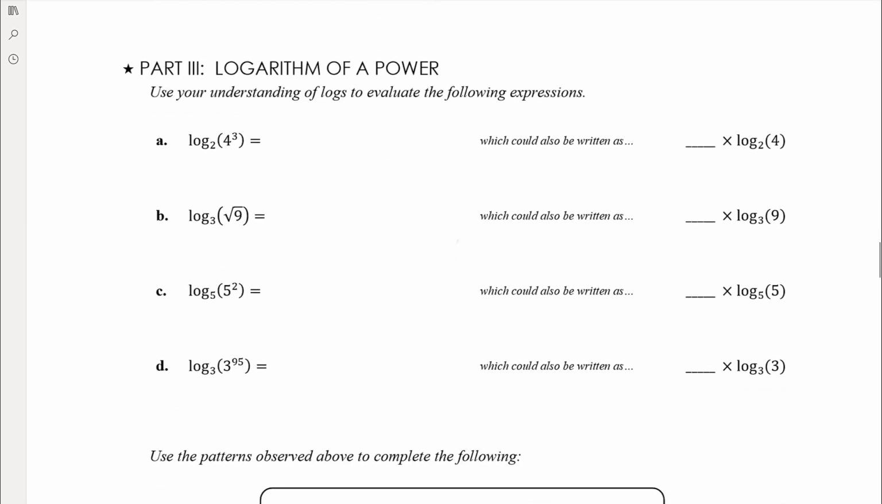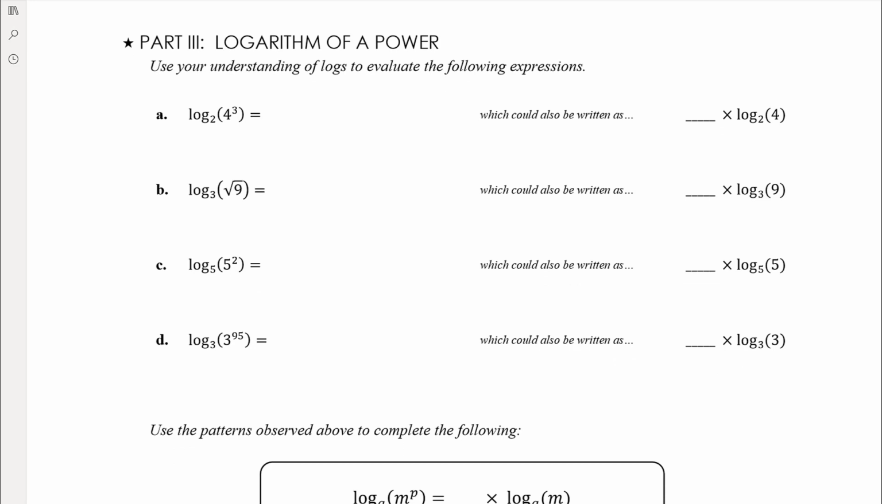Okay, this one's a bit less obvious, so I might go through these a little bit quickly because the pattern's not quite as straightforward. If I'm looking at log base 2 of 4 cubed, well, 4 cubed is 64, so that is log base 2 of 64. 2 to the power of what equals 64? That's 2 to the power of 6, so that equals 6. So my question is, how could we write something of this form also equal to 6? Log base 2 of 4 is equal to 2, so we would need 3 times log base 2 of 4 to equal 6.